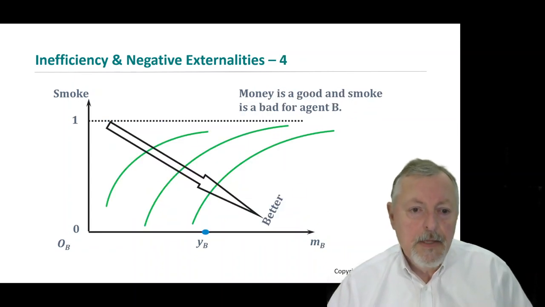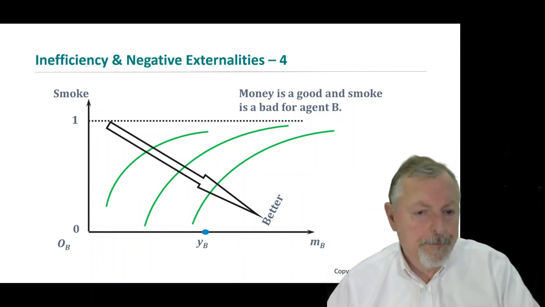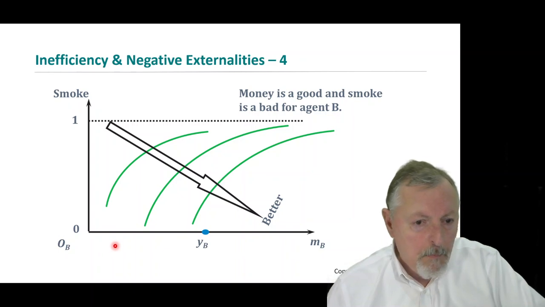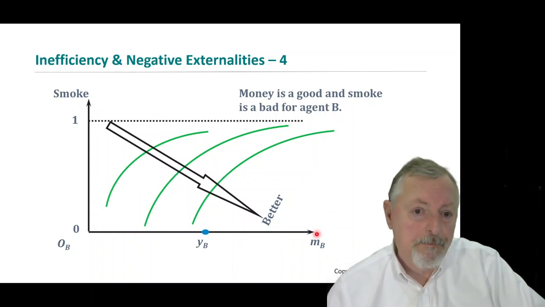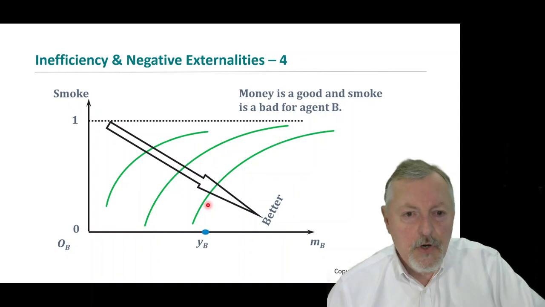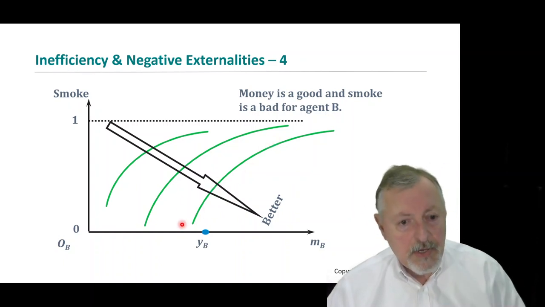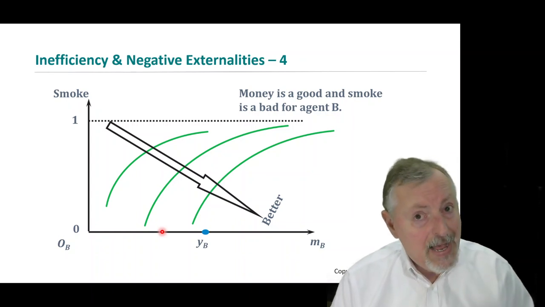Now, these are the indifference curves with the same axes for the other person, person B. More money makes this person happier, so they get to higher indifference curves by going to the southeast. But more smoke, going from here, holding the amount of money constant, takes them to a lower indifference curve, makes them worse off. That's why the curves are bending the other way, because one of these is a good for this person, the other is a bad.